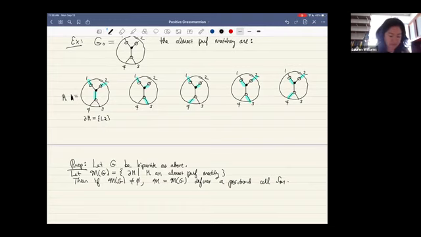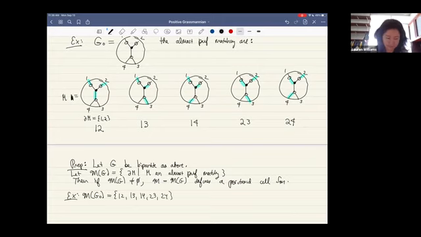So let's continue our example. So 1, 2 is the set of endpoints of this perfect matching. This is 1, 3. This gives 1, 4. This gives 2, 3. And this gives 2, 4. And so we get M of G naught is 1, 2, 1, 3, 1, 4, 2, 3, 2, 4.